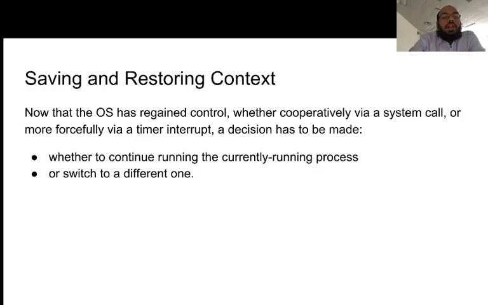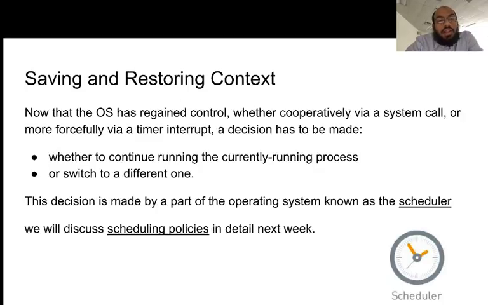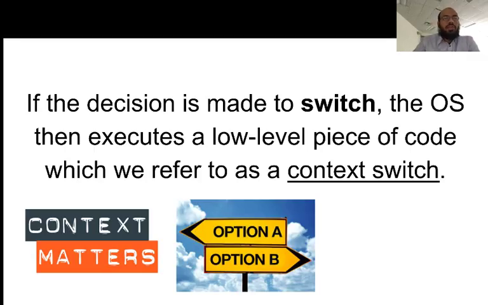So now that the operating system has regained control, whether cooperatively, via a system call, or more so via a timer interrupt, a decision has to be made whether to continue running the current process or switch to a different one. This is done by the scheduler, which we're going to cover a part of in the next few slides, and part of it in much more detail during the next week.